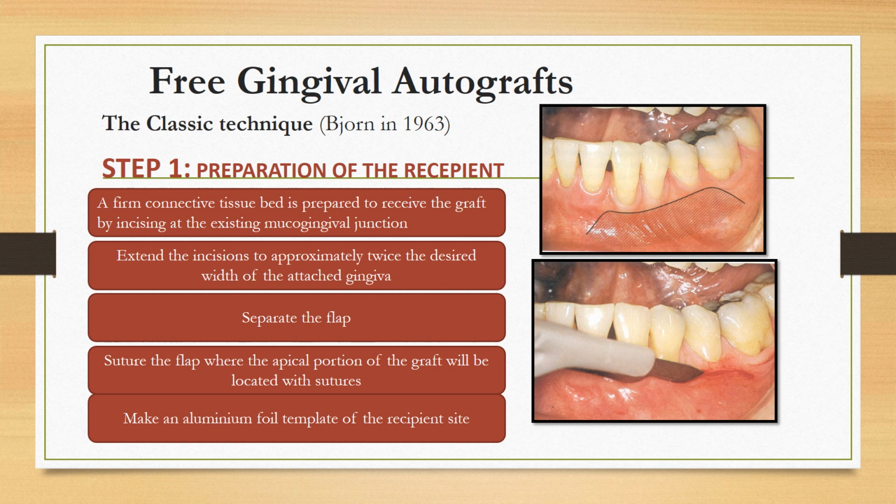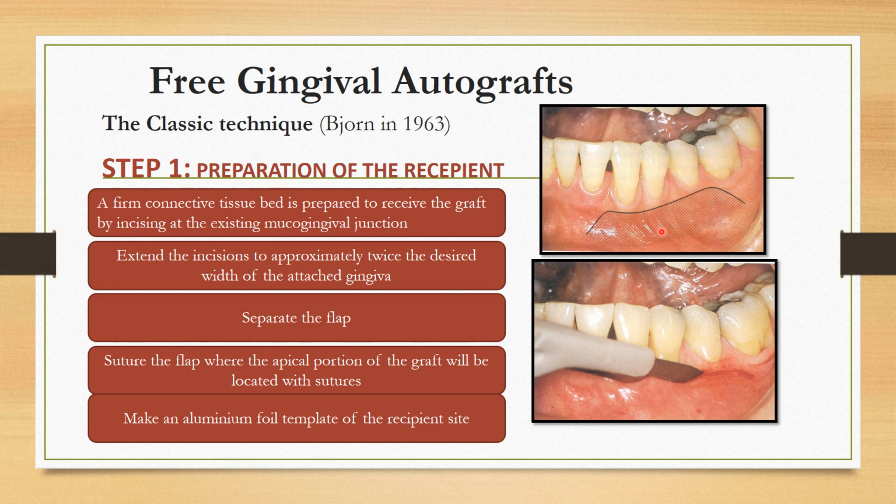Coming to each step, the first is the preparation of the recipient site. For example, this is the site, and you have to prepare the site first. A firm connective tissue bed is prepared to receive the graft by incising at the existing mucogingival junction with a 15 blade to the desired depth, blending the incision on both ends with the existing mucogingival line. So we will be making incisions on both sides. The periosteum should be left covering the bone.